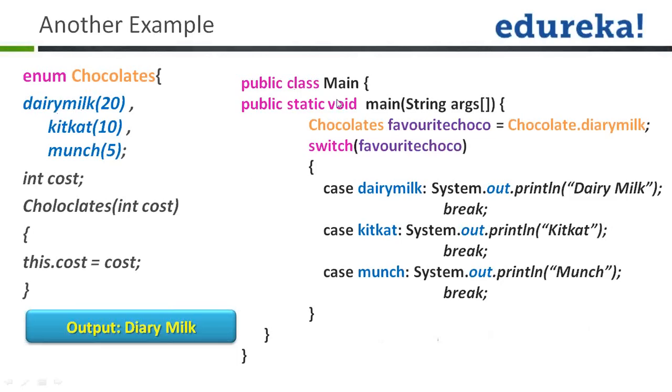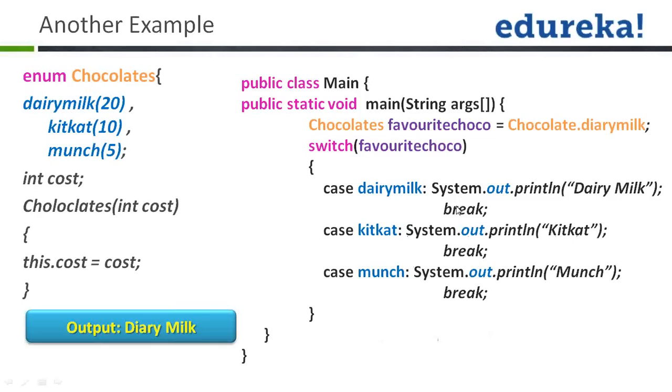Now public static void main, I've got this in the main method. I define favorite chocolate dot dairy milk. Okay, so I'm assigning this dairy milk to this. I've made a switch case. If it is dairy milk favorite choco, it will print this, or Kit Kat print this, or Munch print this. Like this I can use an enum in my program.